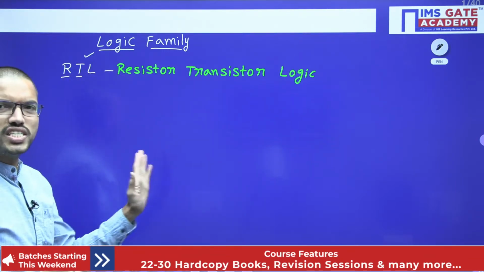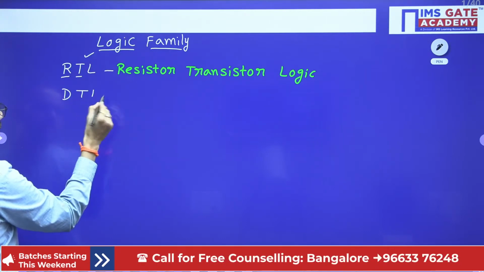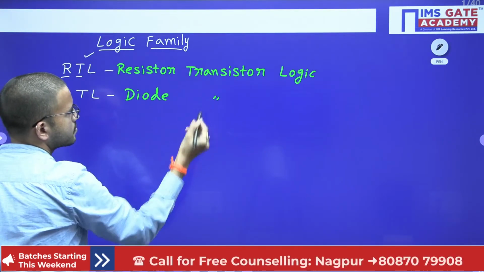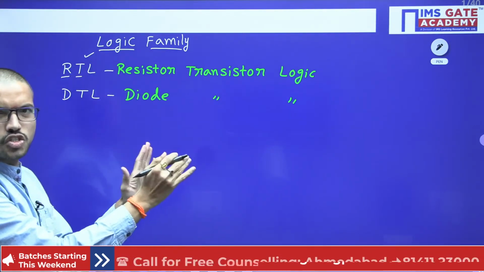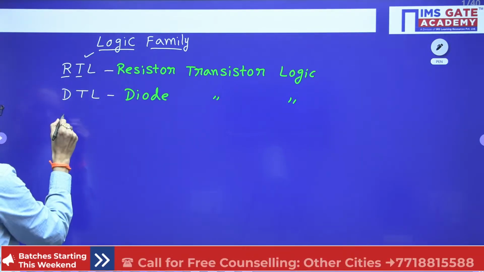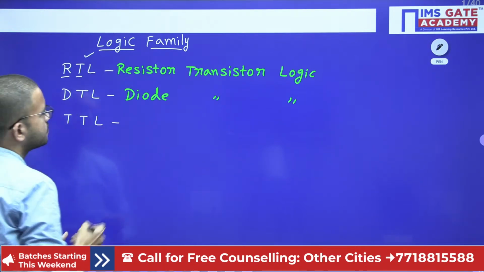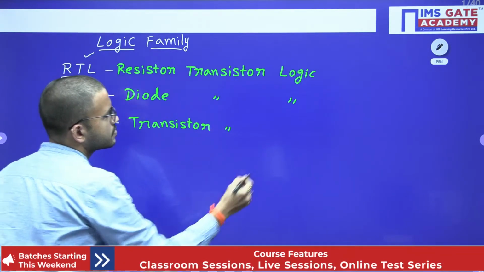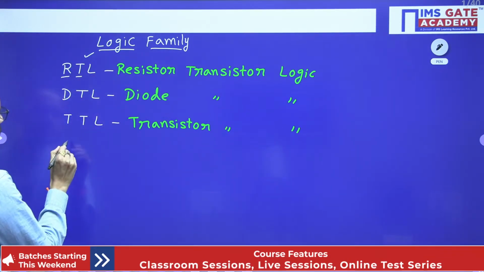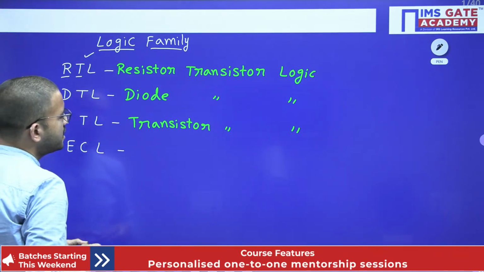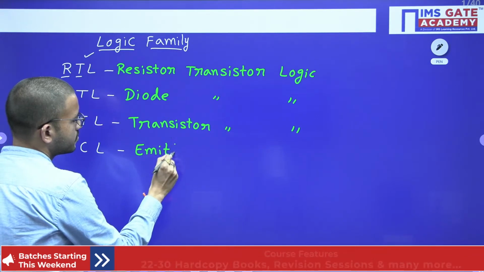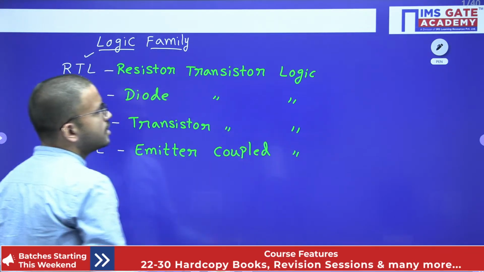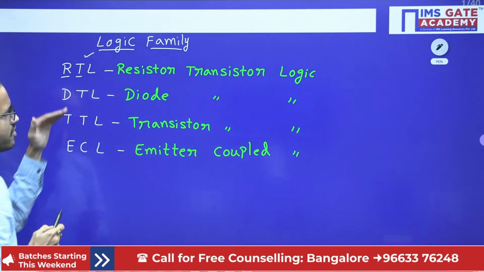And if you are using diodes and transistors, then it is called DTL, diode transistor logic. Similarly, if you are using transistors only, two stages, then we will call it TTL, transistor transistor logic. And then you have ECL, emitter coupled logic. So earlier days you had various logic families like this.